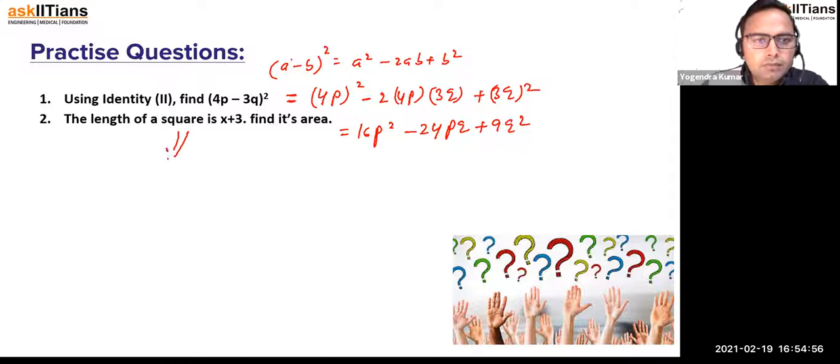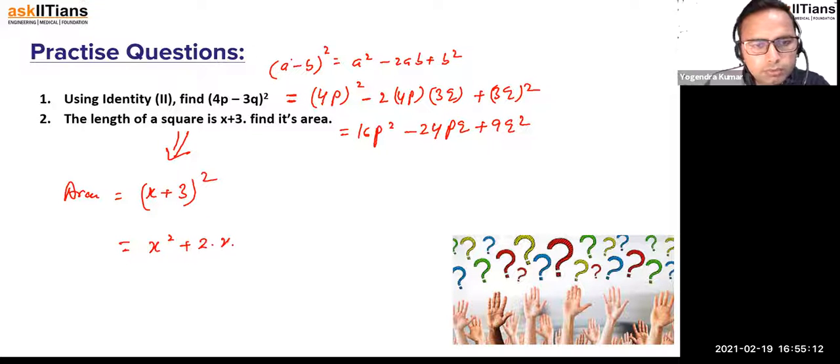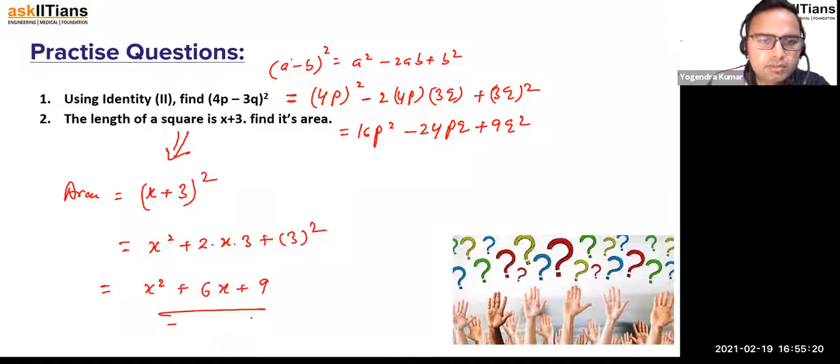Now the length of a square is this, so find its area. The area is going to be (x + 3)², right? Which is x² + 2ab, meaning 2 into x into 3, plus 3², which is x² + 6x + 9. So this is how we got our area.